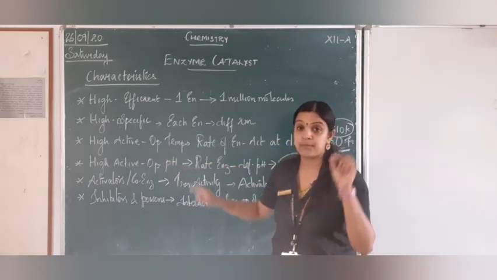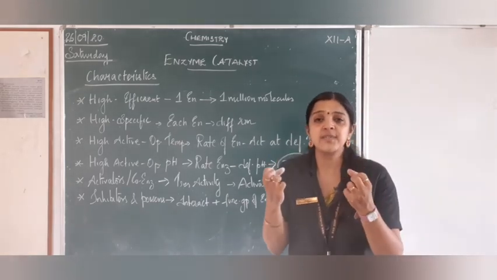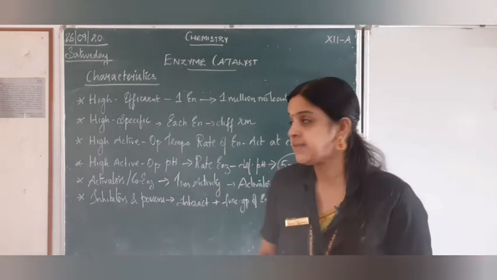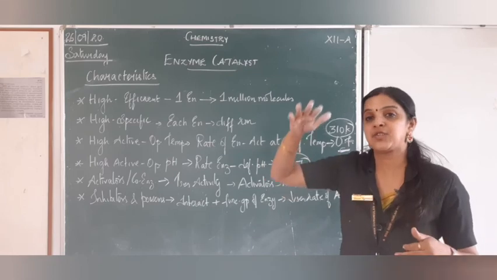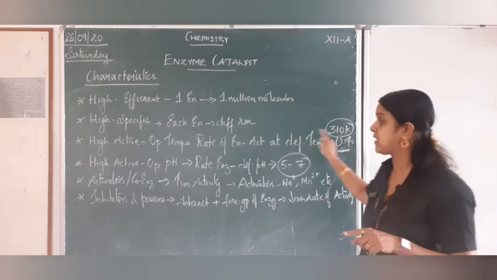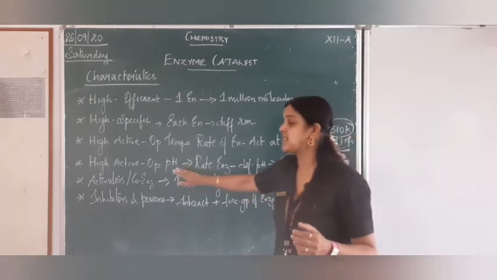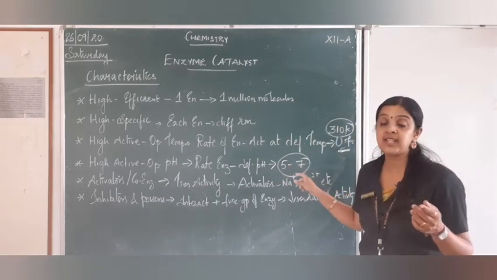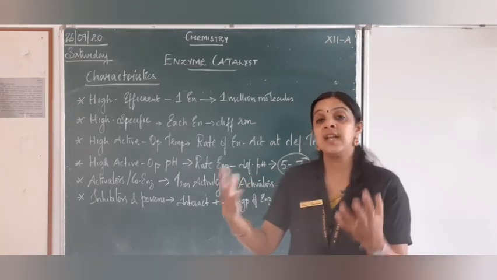Highly active at optimum temperature. What does it mean? At a particular definite temperature, the enzyme becomes so energetic that it reacts vibrantly. If you increase or decrease that temperature, the rate of the enzyme catalyst decreases. That optimum temperature is 310 Kelvin, at which the rate of enzyme catalysis is high. Next is highly active at optimum pH. Just like temperature, at around 5 to 7 pH range, these enzyme catalysts are very active, that is, the rate of their function is very high.